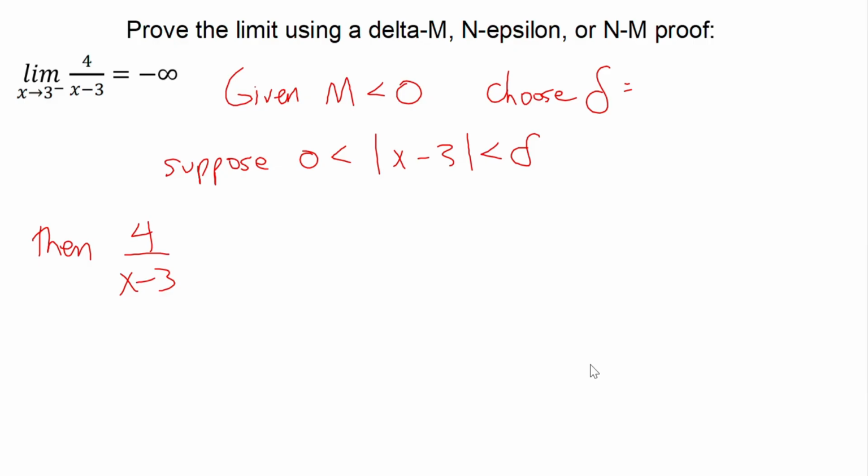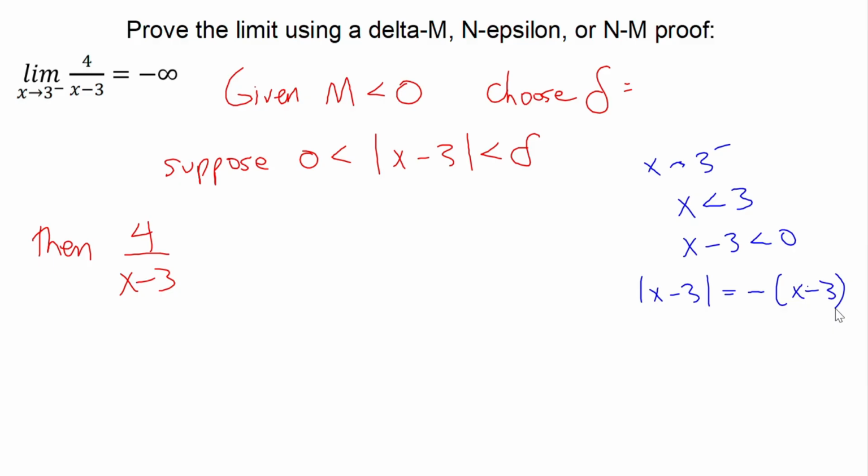So what we'll do is just the same kind of thing we did with the previous one. We'll make the note that if x is approaching 3 from the left, then x is less than 3, which means that x minus 3 is less than 0. Well, if x minus 3 is less than 0, then the absolute value of x minus 3 has to be equal to the opposite of x minus 3, right? Because that's the definition of absolute value. If the thing inside of it is negative, then to find the absolute value of it, you take the opposite of it.